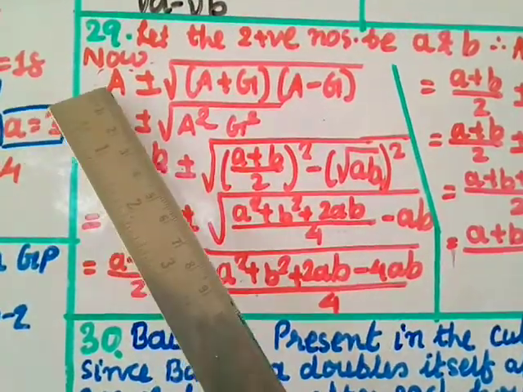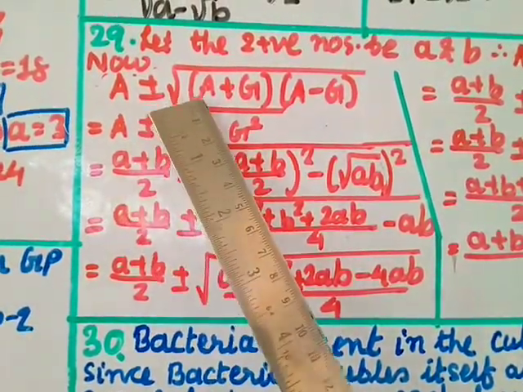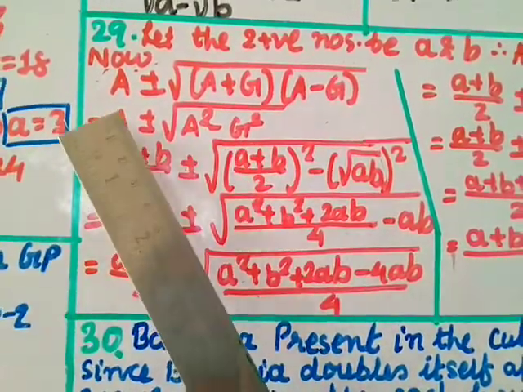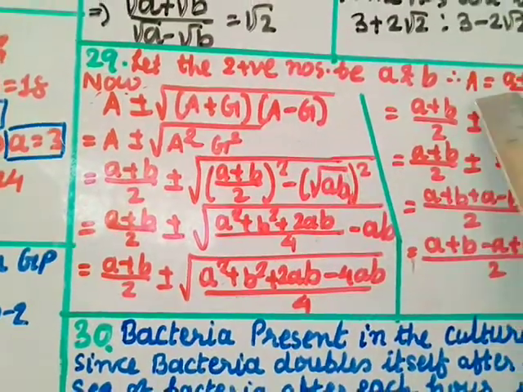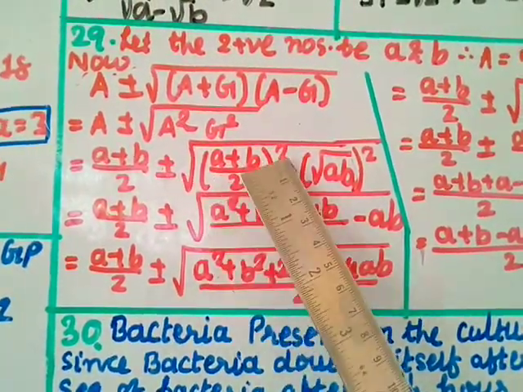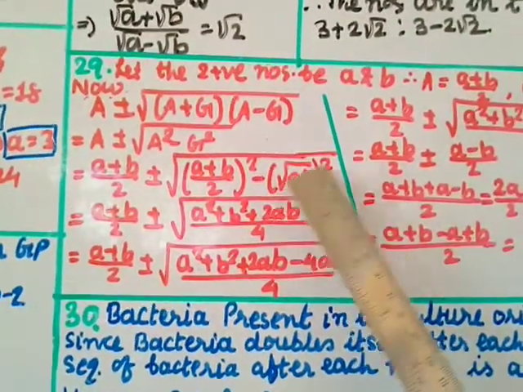Put the values. So A as it is plus or minus, this first I am simplifying. So this gave you A square minus G square. Okay. Now putting the value of A as (A plus B) by 2, plus or minus square root of A value, which is (A plus B) by 2 whole square, minus G value, which is square root of AB whole square.